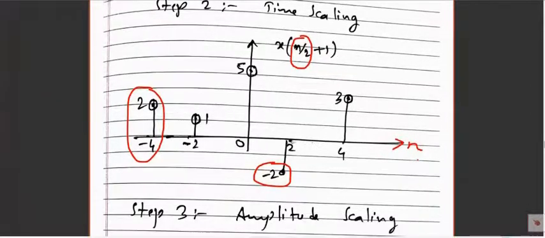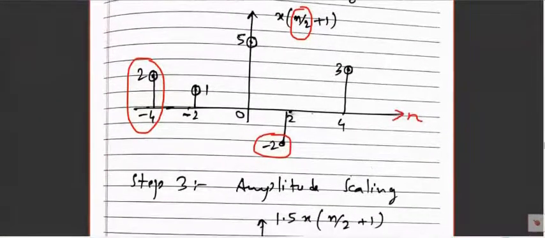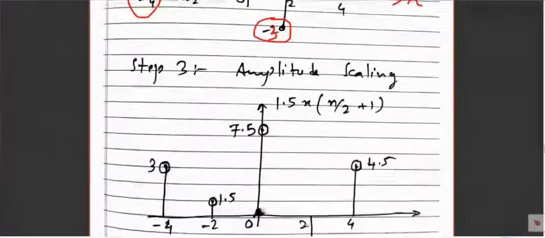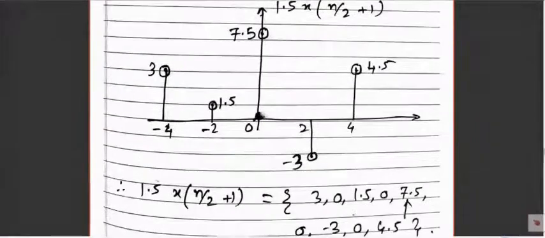Next, amplitude scaling. Every value will be multiplied by 1.5. So 2 into 1.5 is 3. 1 into 1.5 is 1.5. 5 into 1.5 is 7.5. -2 into 1.5 is -3. And 3 into 1.5 is 4.5. So this is how we will get the final answer.